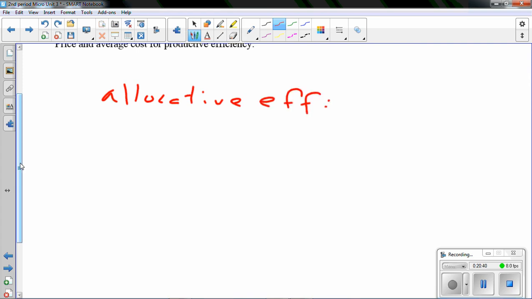Okay, it's where they're utilizing the resources to produce what society wants. It's not that they're necessarily using all the resources, it's they're utilizing the resources to produce what society wants. And how do we find that? What point is that? Price equals marginal cost. Guys, you need to know that. Okay, they're gonna test efficiency all over the test. Okay, that's the definition of allocative efficiency. Producing what society wants is the definition. It is where price equals marginal cost.